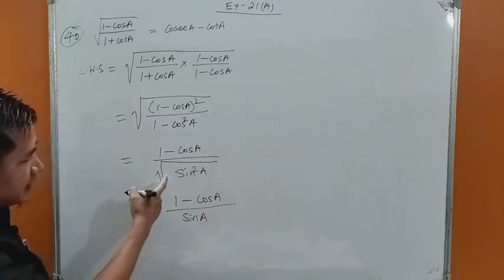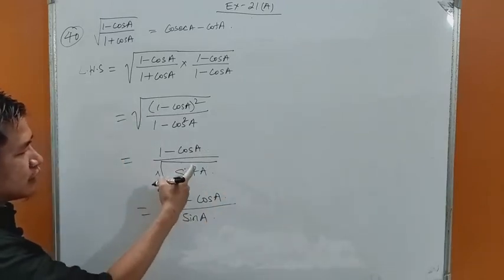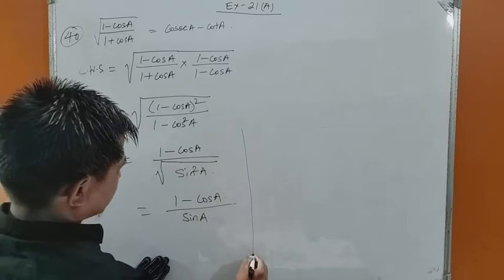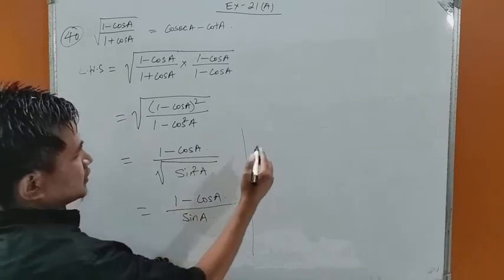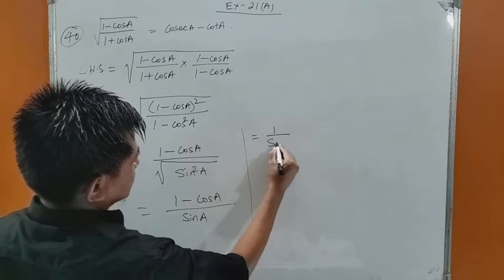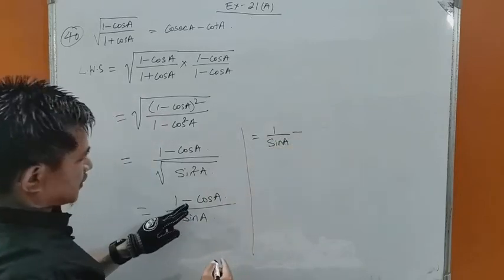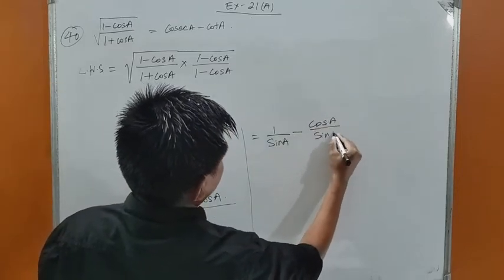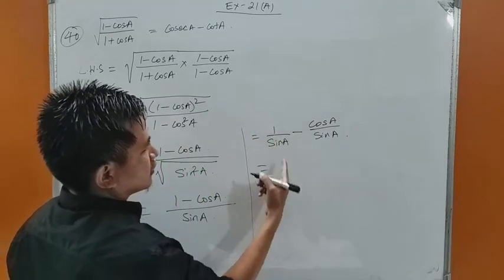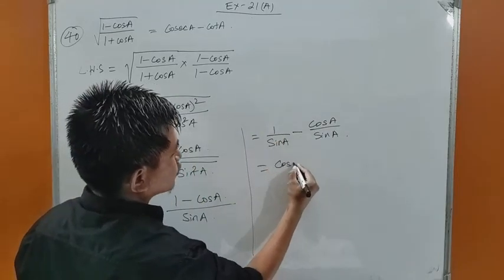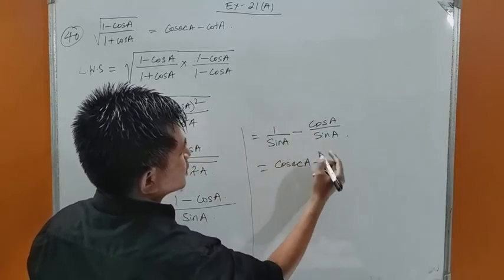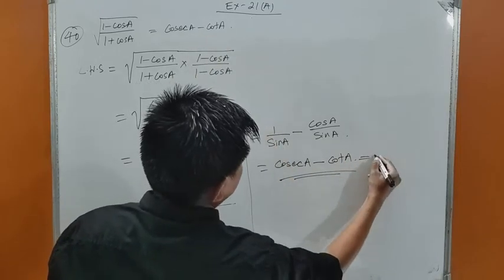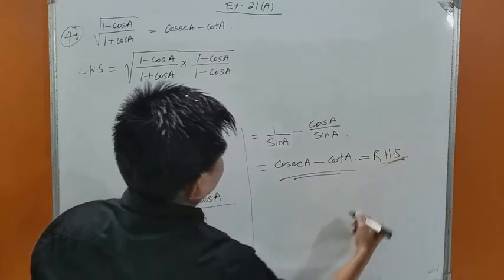Now let's come back to the point. Here we have sin square a under root, so the square and root cancel and sin a remains. So 1 minus cos a upon sin a is actually 1 upon sin a minus cos a upon sin a. 1 upon sin a is cosec a, and cos a upon sin a is cot a. So this is what we have in the RHS. I hope you got this.